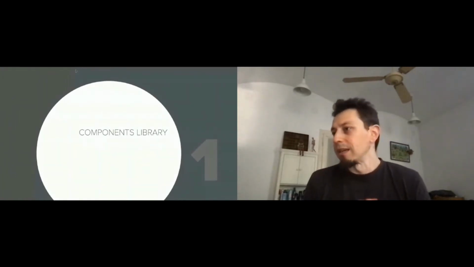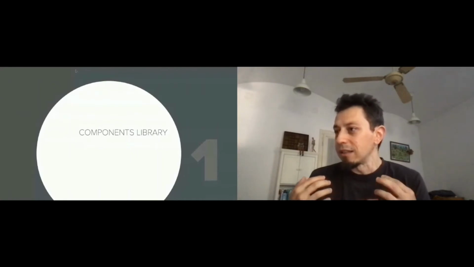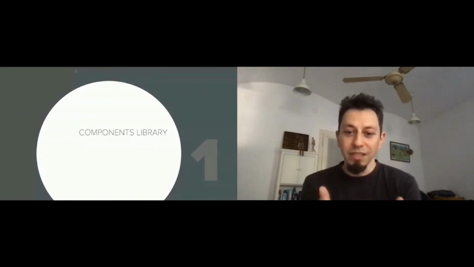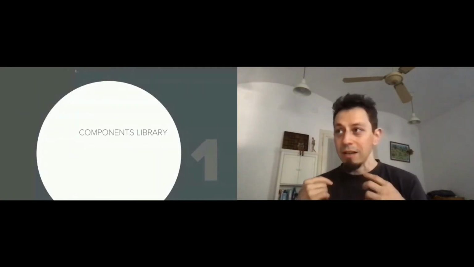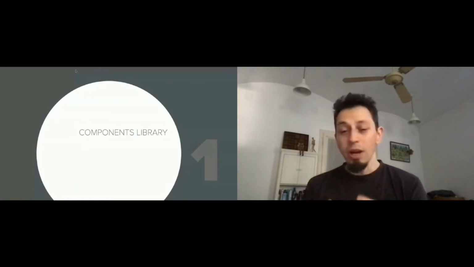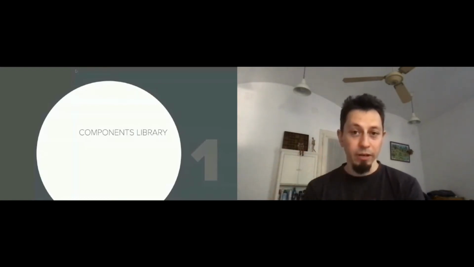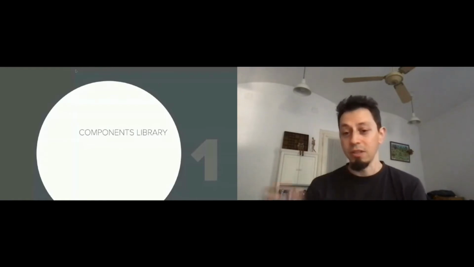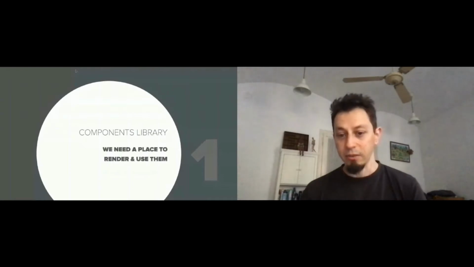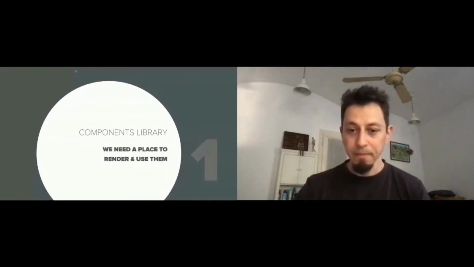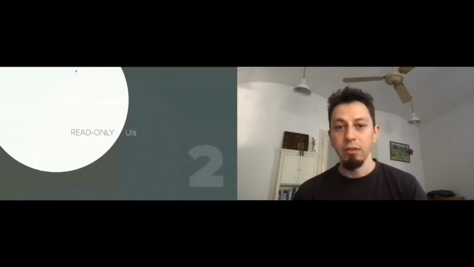So the nature of this components library requires us to use such a technique. In order to develop the components, we need to render them somewhere. So we have to render them in isolation because we don't have the application to get them running in, right? We need somewhere to render the components. So this technique is required when building a components library.